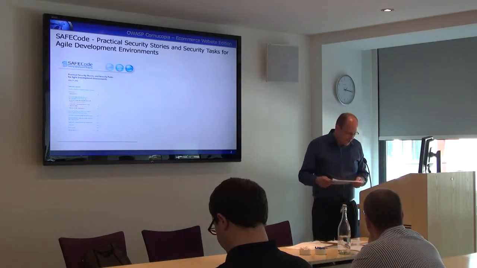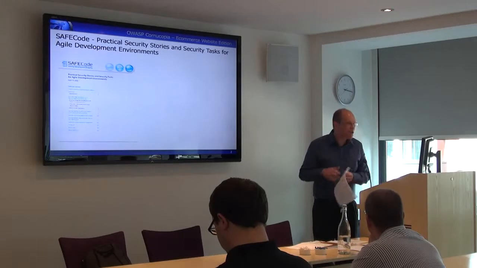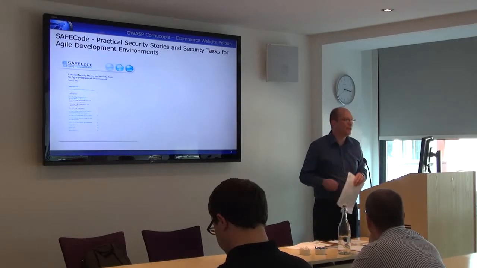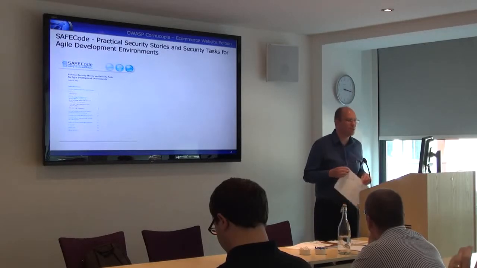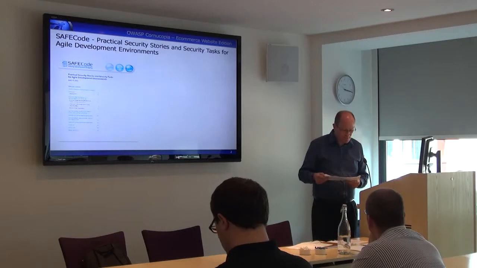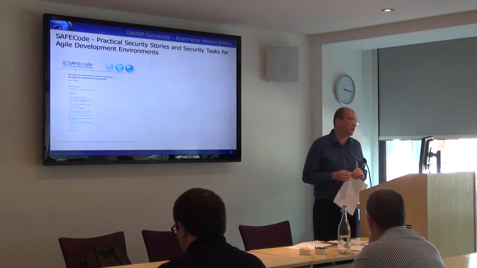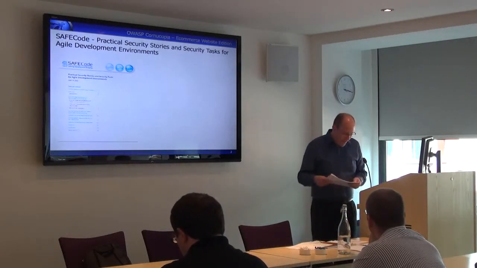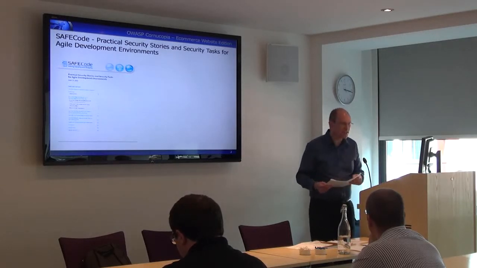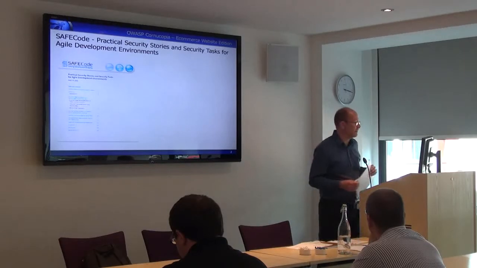But last year, in July, an organisation called SafeCode, which is an industry body whose members include large American software development companies like Adobe, produced a few different guidance documents. One of them is called Practical Security Stories and Security Tasks for Agile Development Environments.